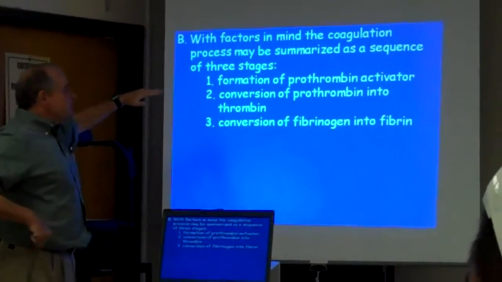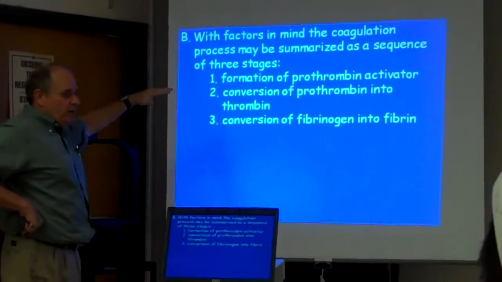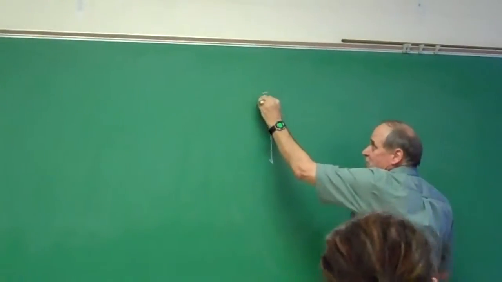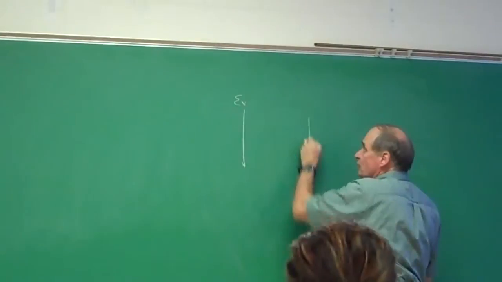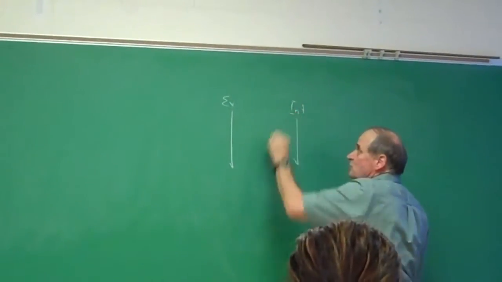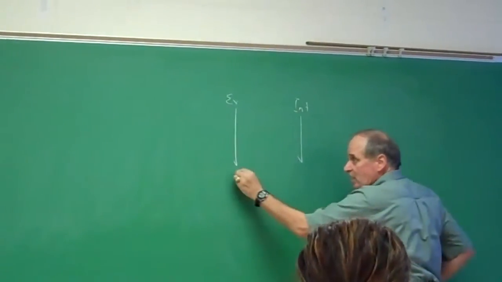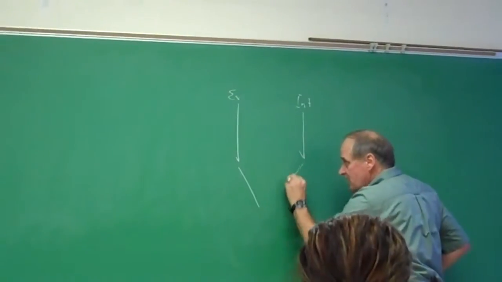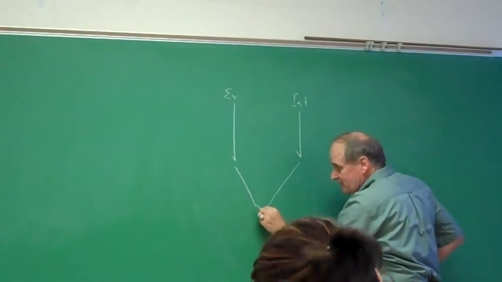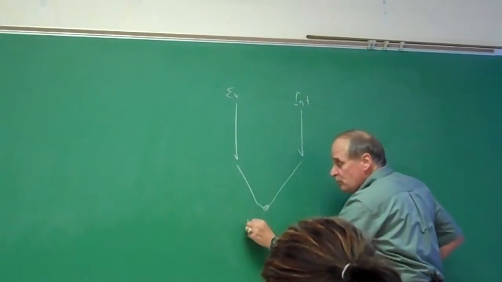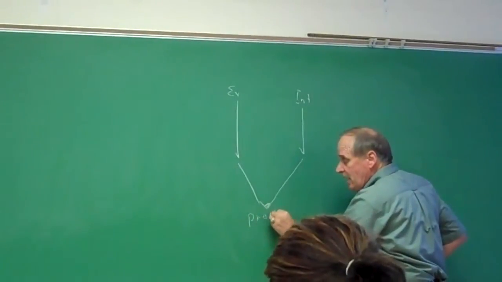We say the formation of the prothrombin activator. In other words, the freight trains are coming this way. This is going to be the extrinsic pathway. This is going to be the intrinsic pathway. Extrinsic and intrinsic, they're coming this way, and they're going to come together, and as they come together, boom, they produce prothrombin activator.